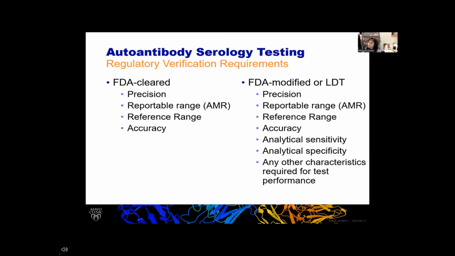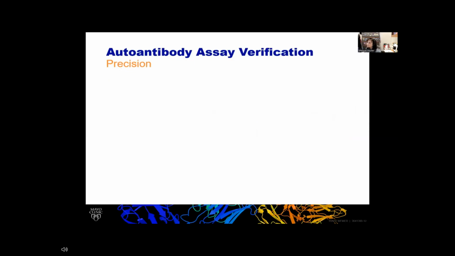For the purposes of the presentation today, just in the time limits that we have, I'm only going to be focusing on the 4 requirements needed for FDA cleared, which is the precision, reportable range, reference range, and accuracy. So let's start off with precision.